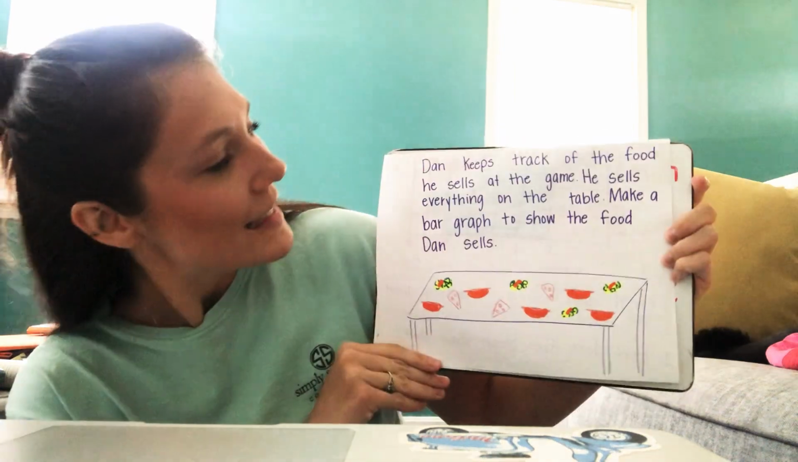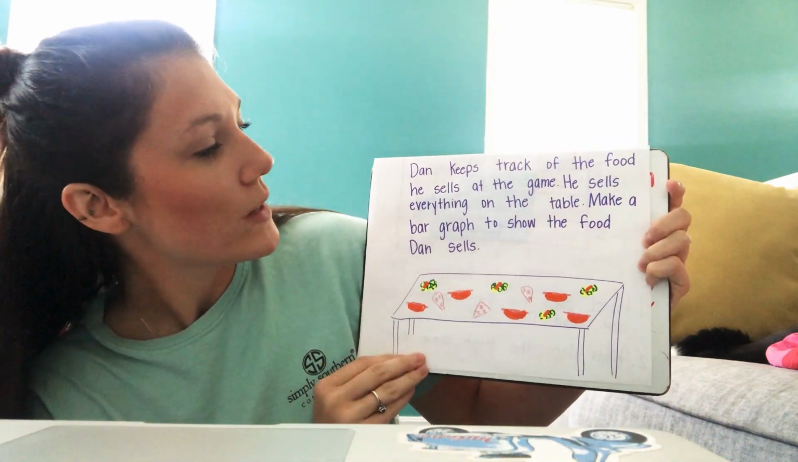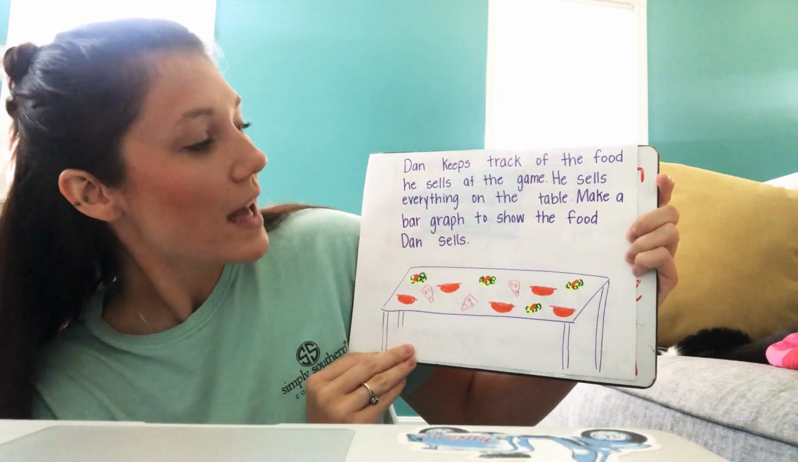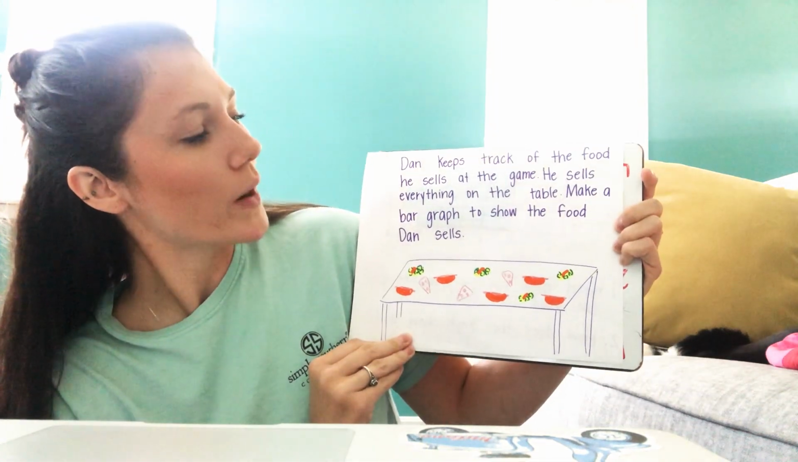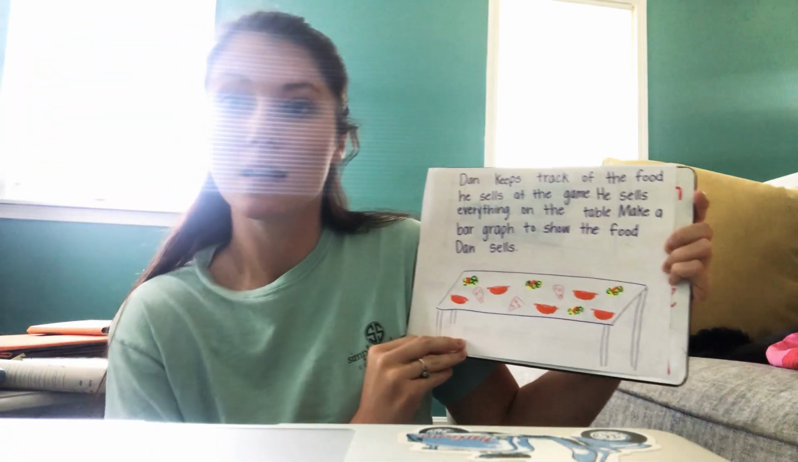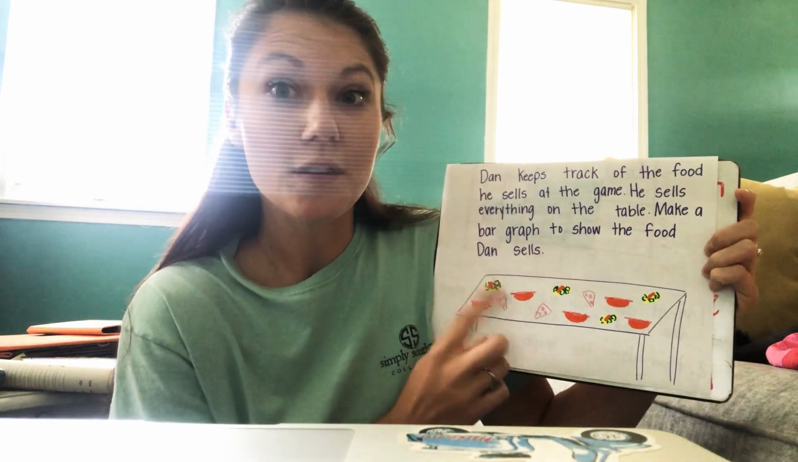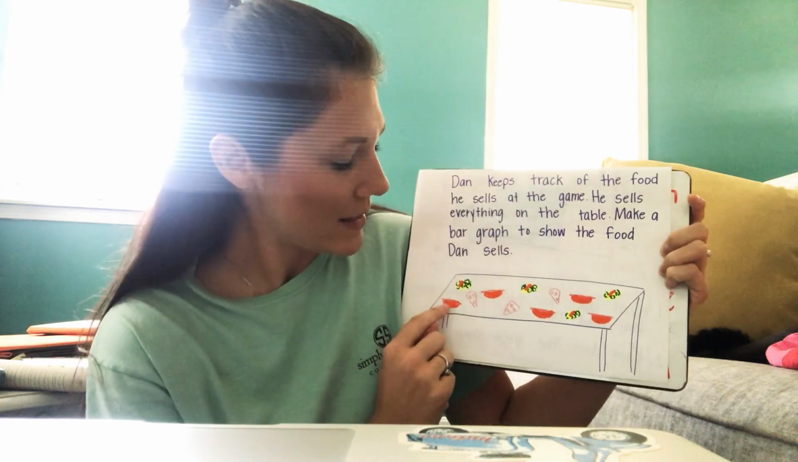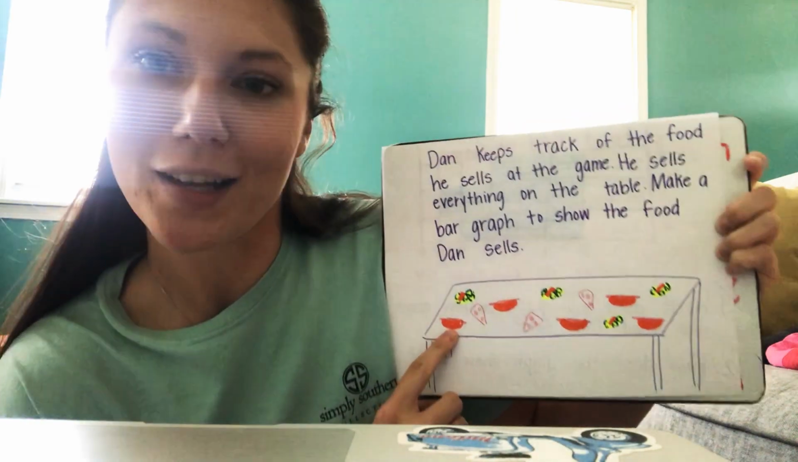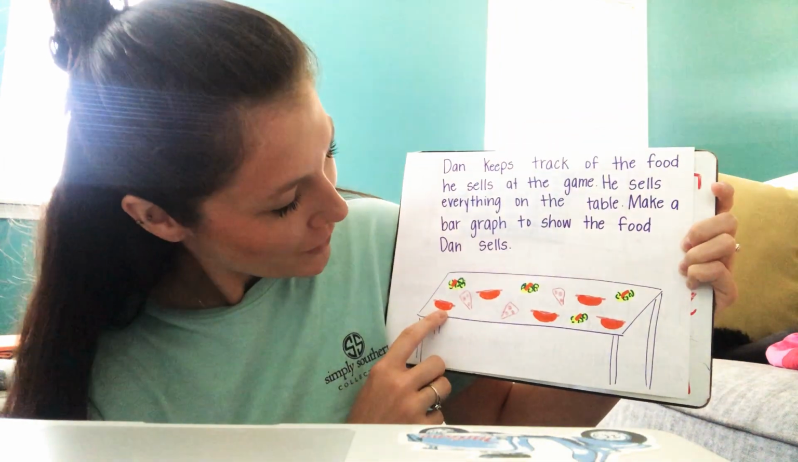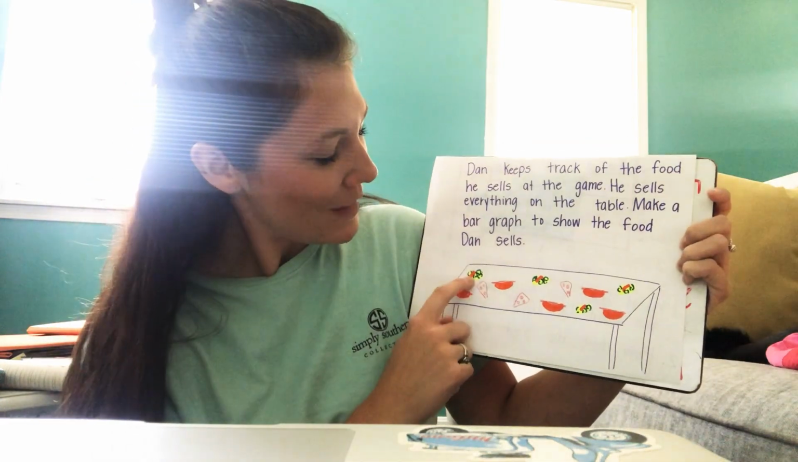All right, so here's our problem. It says, Dan keeps track of all the food he sells at the game. He sells everything on the table. Make a bar graph to show the food Dan sells. So right now, I have drawn a picture of the food that Dan sells. So he's got hot dogs. Yes, these are hot dogs, I promise. They just are orange. And then we've got nachos.